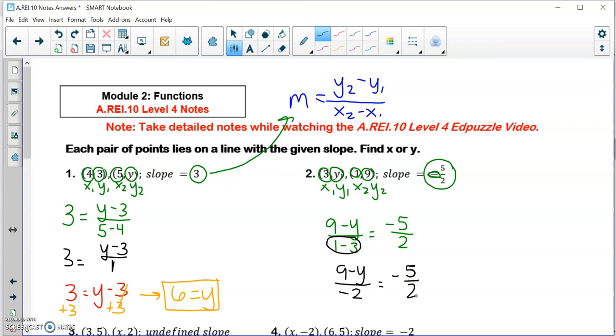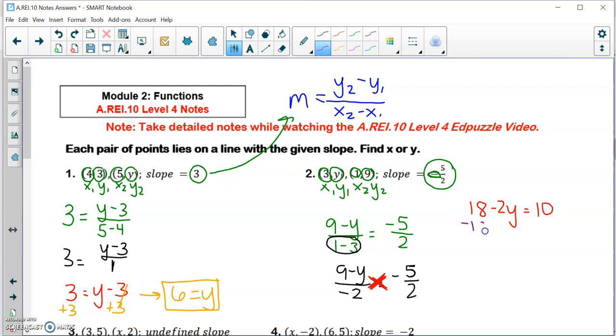Okay. Now, you guys should recognize this as a proportion. And with proportions, we use the cross products property to multiply these and solve. So I'm going to take the numerator of my first fraction, multiply it by the denominator of my second one. So I wind up with 18 minus 2y is equal to, and the denominator of my first fraction multiplied by the numerator of my second is a positive 10.